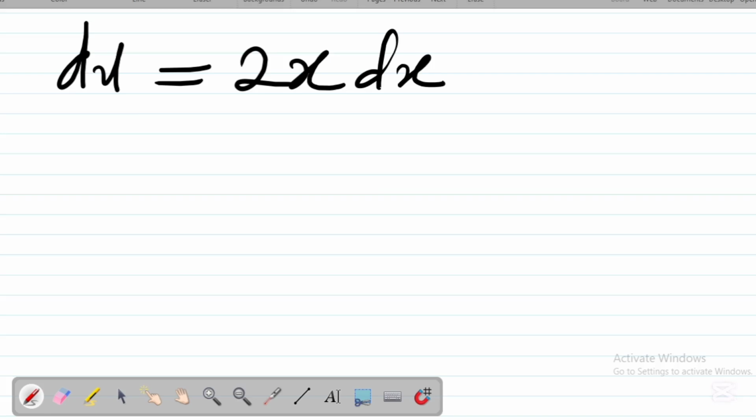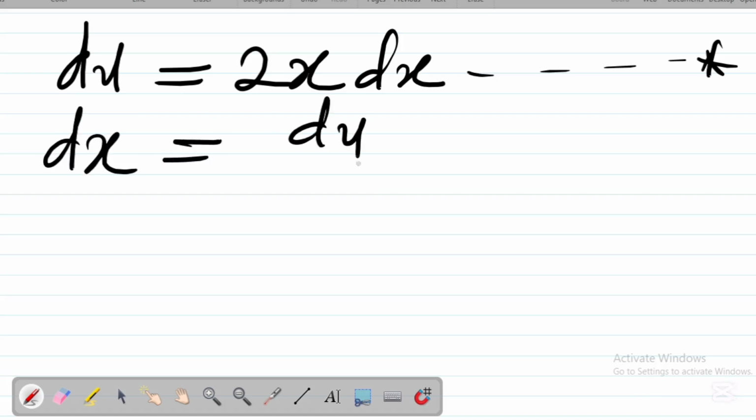So our next task is to find du. So du equals 2x dx. We got this by cross multiplying. If you cross multiply, you have du as 2x dx. So dx becomes du all over 2x.